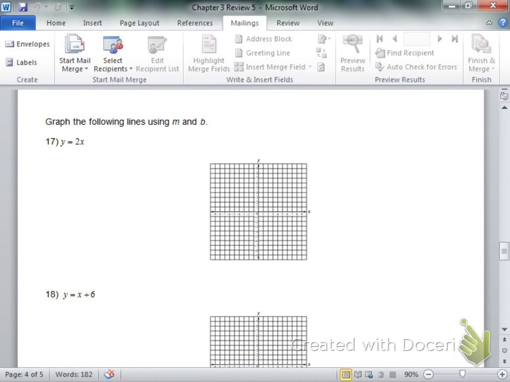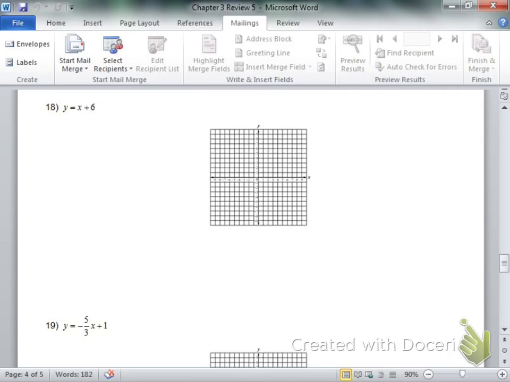All right, let's jump down. See if we can fit these on the same one. What's with this giant space?